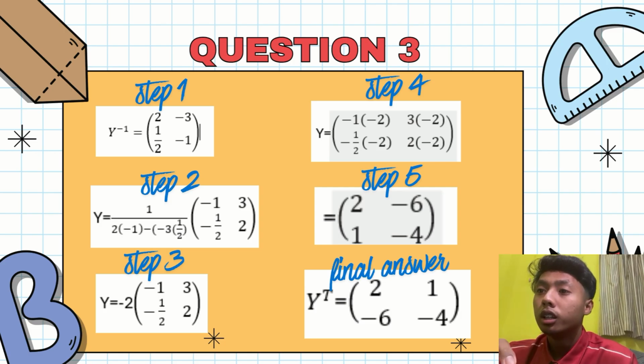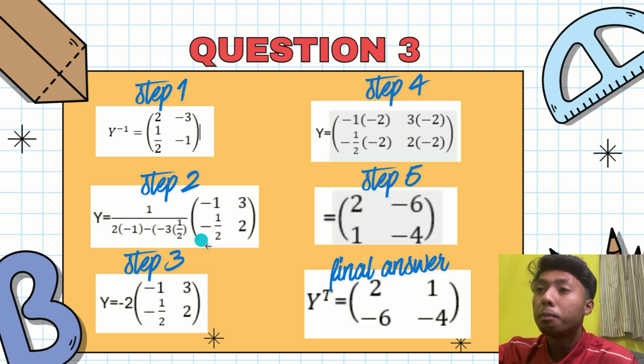The determinant is found by multiplying 2 with -1 and subtracting the product of -3 and 1 over 2. This gives 2 times negative 1 minus negative 3 times 1 over 2. This simplifies to negative 2 plus 3 over 2, which equals negative 1 over 2. And then go to step 3.